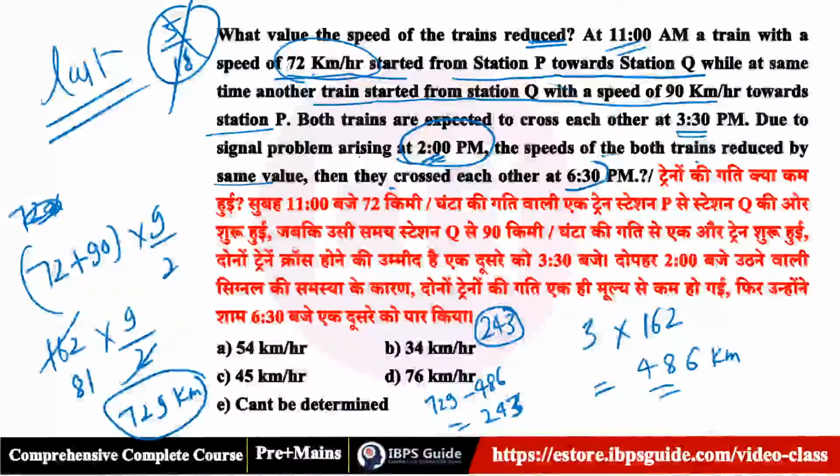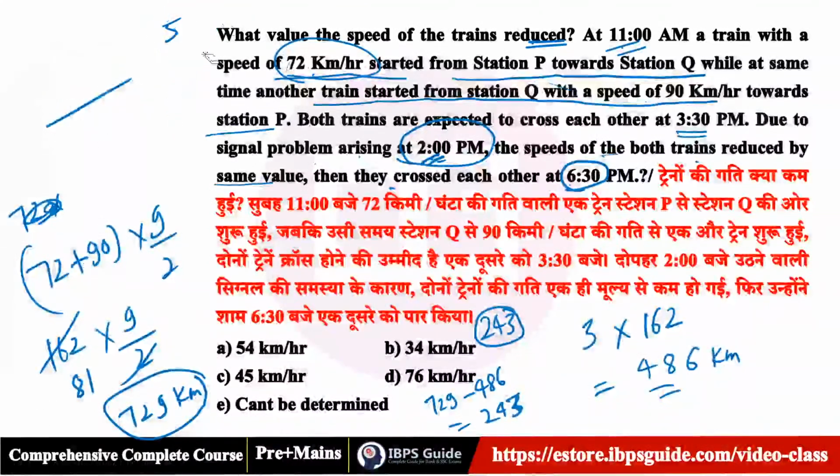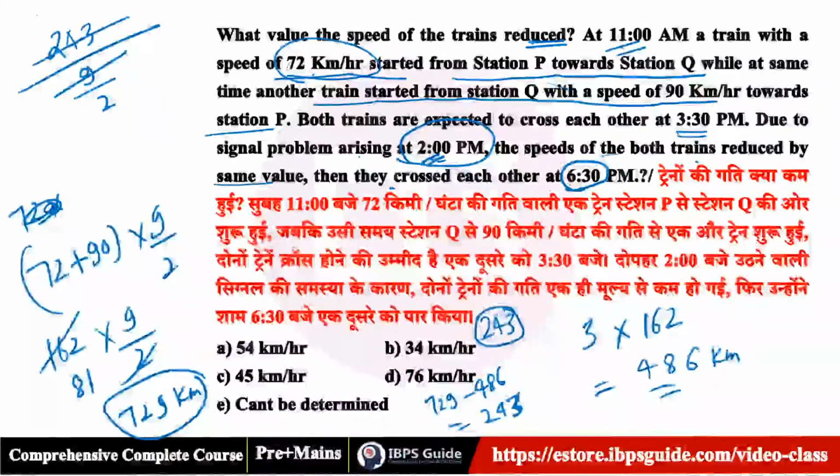They'll meet at 4:30 p.m. Now remember, they'll meet at 4:30 p.m. So let me take the eraser. It means these 243 kilometers will be covered in how much time? 2 to 4:30, it means 4.5, which is 9 by 2. It means divide by 9/2. 9 to the 18, 9 7 is 63. That is 54 kilometer per hour.